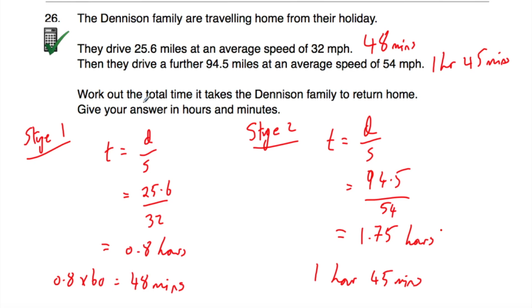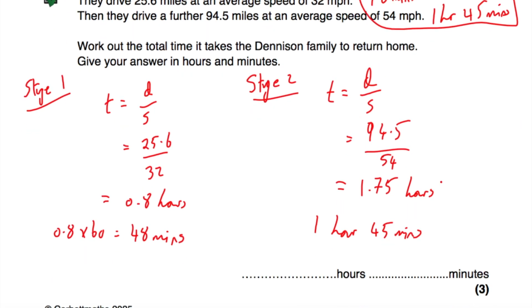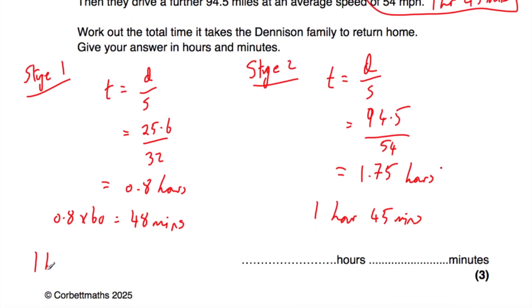So if we want to find the total time taken, we just need to add together these two times. We need to do 48 minutes plus 1 hour, 45 minutes. So let's do that. So 1 hour, 45 minutes plus 48 minutes. Let's see what we get. If we add 15 minutes on, we would then have 2 hours. That would leave us with 33. So it'd be 2 hours, 33 minutes. And that's it.